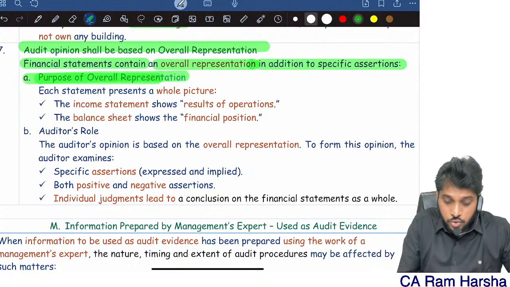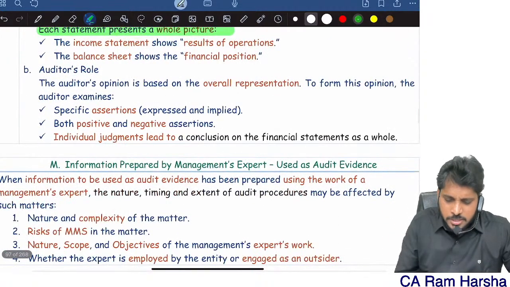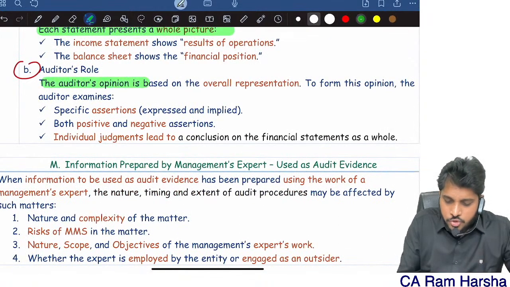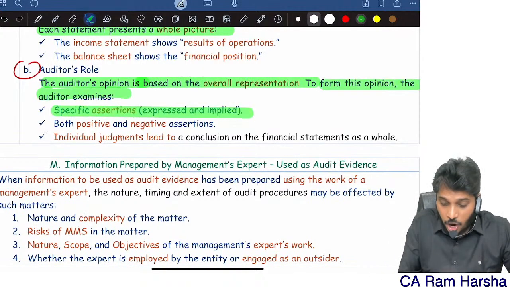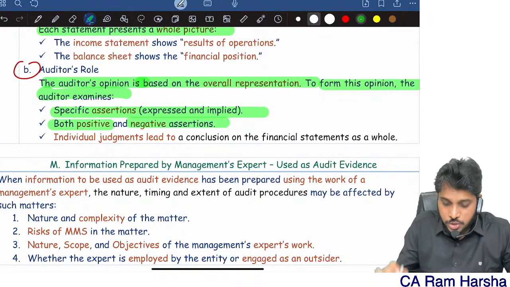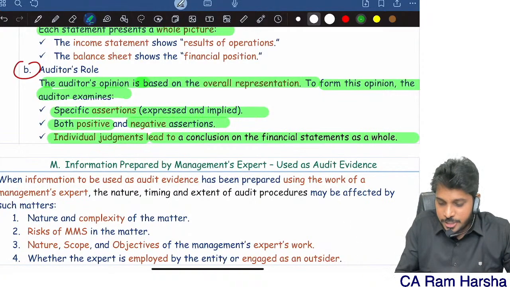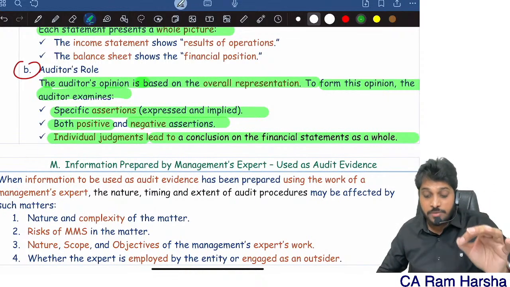So the auditor has to verify each of these. The auditor's opinion is based on the overall representation. To form the opinion, the auditor will verify all the assertions, whether they are explicit or implicit assertions, both positive and negative. Individual judgments lead to a conclusion whether the financial statements as a whole are free from material misstatements. So you need to verify all the assertions.